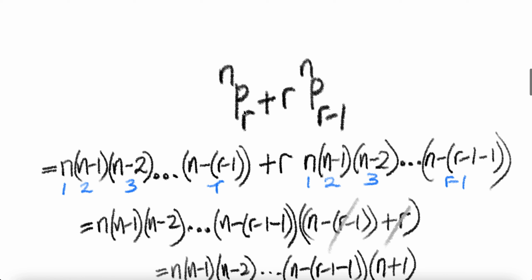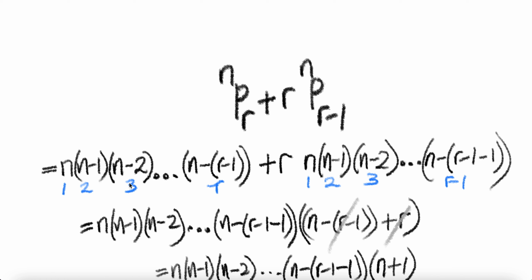Here, for nPr, we're going to start from n and keep reducing by 1, until we get the r-th term, and then we stop. Count 1, 2, 3, r. How do we know this is r? Easy. 3 less 1 is 2, 2 less 1 is 1. Here, r less 1 is r minus 1.